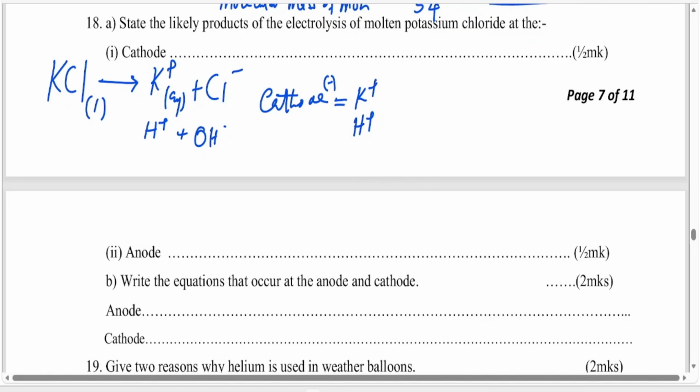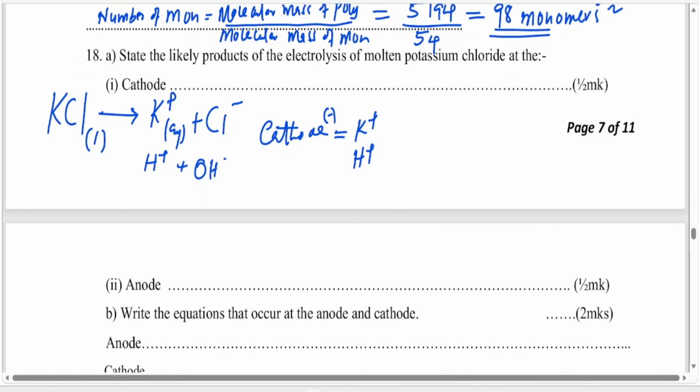So state the likely product of electrolysis of molten potassium chloride at the cathode. We are not being taught to identify the ion. We are taught to state the likely product. So if we discharge potassium ion, we'll gain an electron and we shall form potassium metal. So state the likely product. So potassium metal. In this case, the answer is potassium.